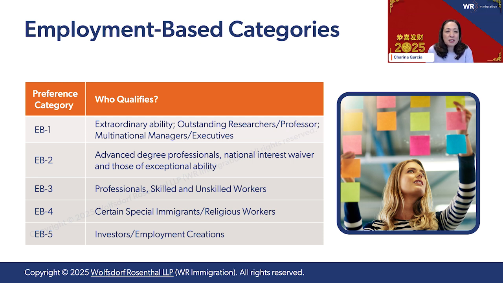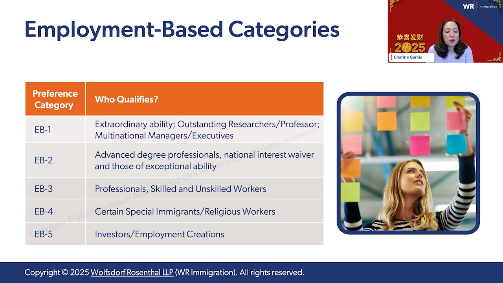EB2 is for advanced degree professionals, national interest waivers, and those of exceptional ability. So these are the positions that require for PERM either a bachelor's and 5 years of progressive experience post-baccalaureate or at least a master's degree. And then EB3 is for everyone else. These are our professionals and our skilled and unskilled workers. This is where the requirement for the position is at least 2 years of education, training, or experience.